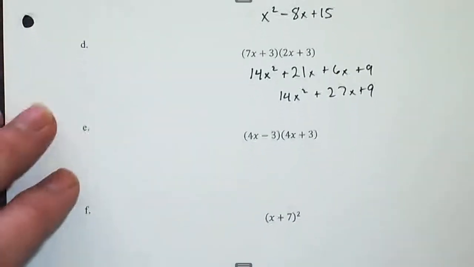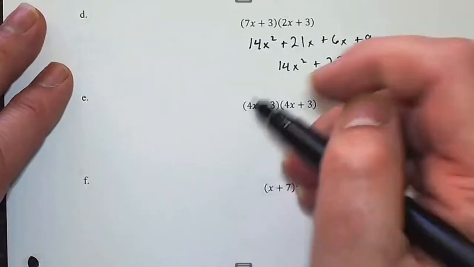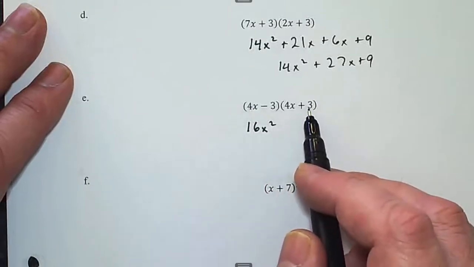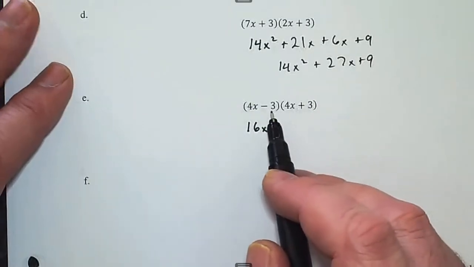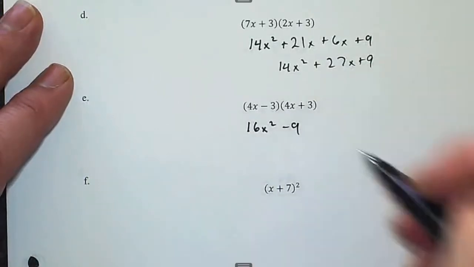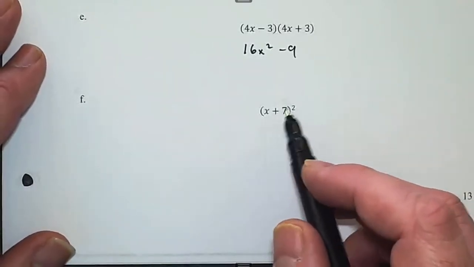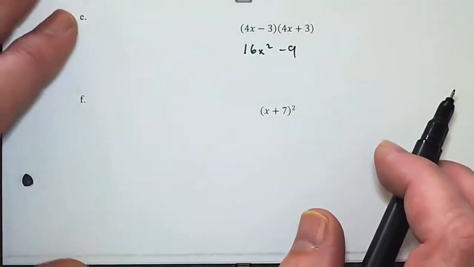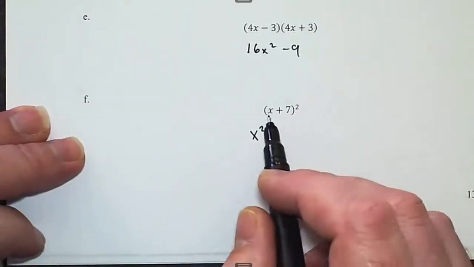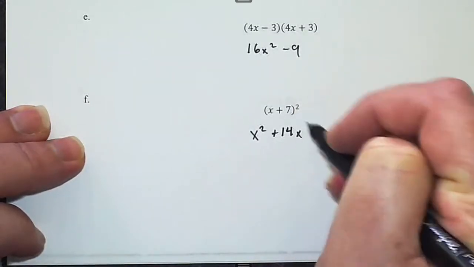All right, on the next one, we can multiply this out, but this is a difference of two squares pattern. 4x times 4x is 16x squared. Then 4x times 3 is 12x. Negative 3 times 4x is a negative 12x. They cancel out, so then it's just minus 9. On letter F, it makes sense to use our perfect square trinomial pattern. Square this, multiply the two together and double it, and then square that.